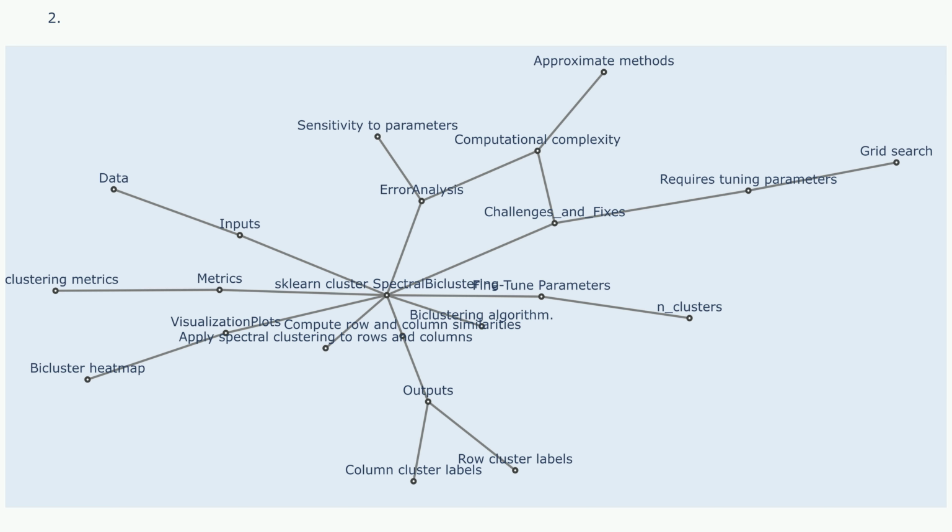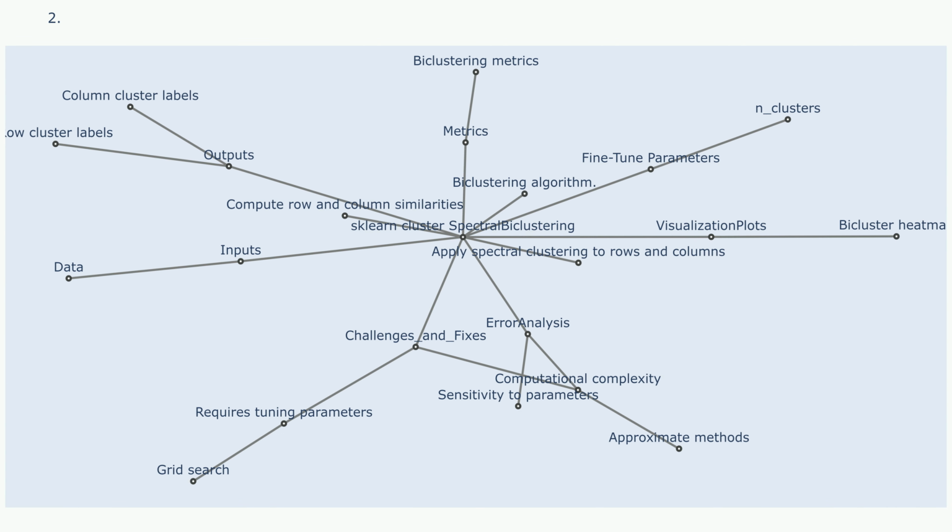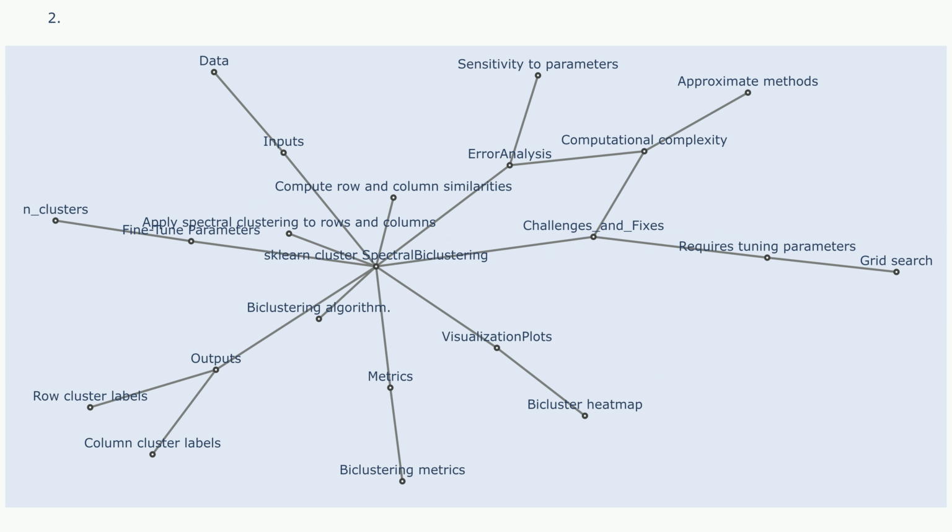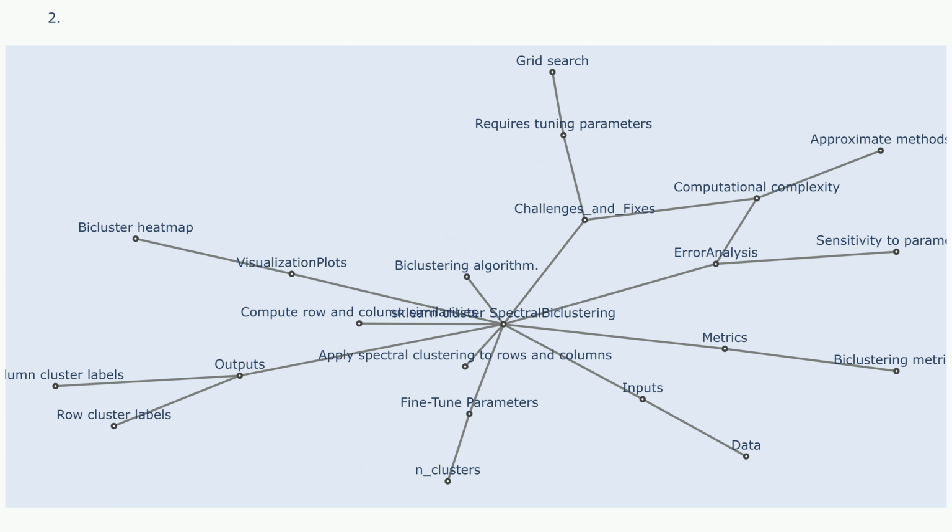sklearn cluster spectral biclustering. Description: Spectral biclustering is a clustering algorithm that simultaneously clusters both rows and columns of a data matrix, identifying coherent subgroups within both dimensions. Inputs: data, a numerical array or matrix representing the data points to be clustered.